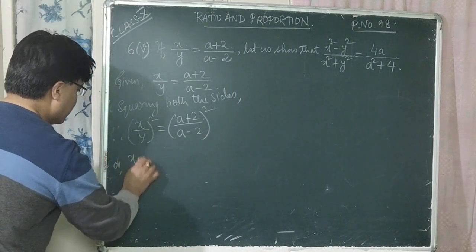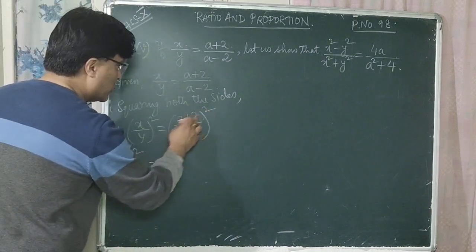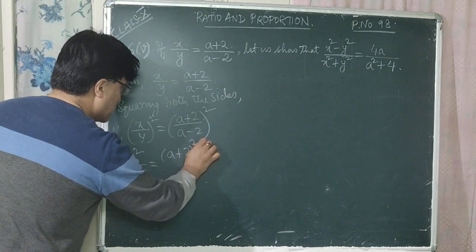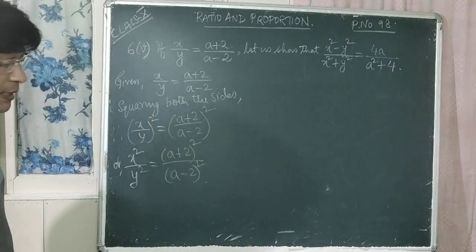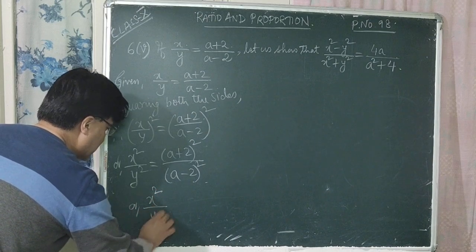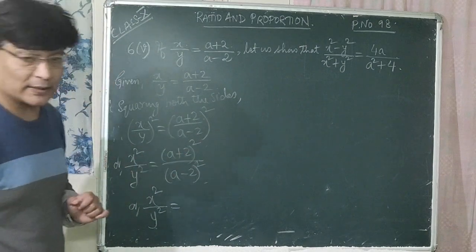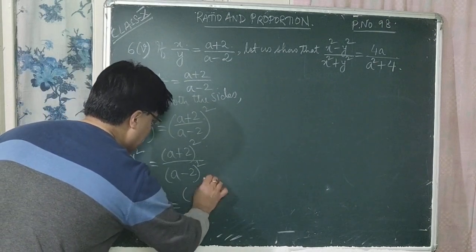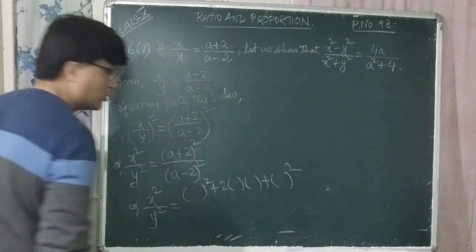So x square upon y square is equal to, now this square is for both numerator as well as denominator. So you can write a plus 2 whole square divided by a minus 2 whole square. Now keep the left hand side as it is. So it is x square upon y square is equal to, now here you can use a plus b whole square. You know the formula, a square plus 2ab plus b whole square. So write down only the brackets, a square plus 2ab plus b whole square, right?